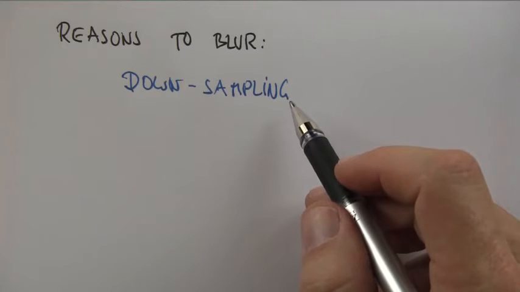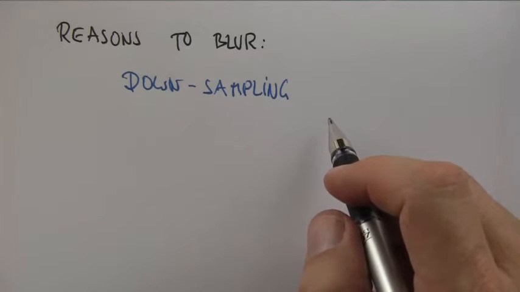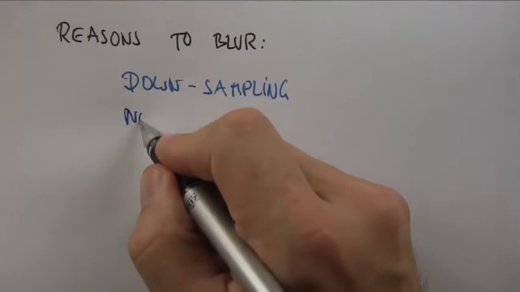If you pick each nth pixel without blurring, you sometimes get very funny effects because each nth pixel might by chance correspond to something that's somewhat irregular. So for example, if you have a checkerboard and you pick each other pixel, you might only end up with black pixels. The second reason is called noise reduction.